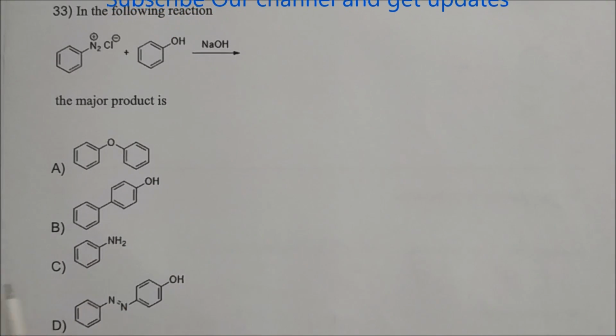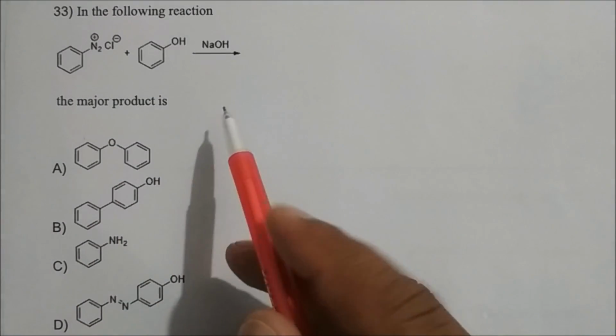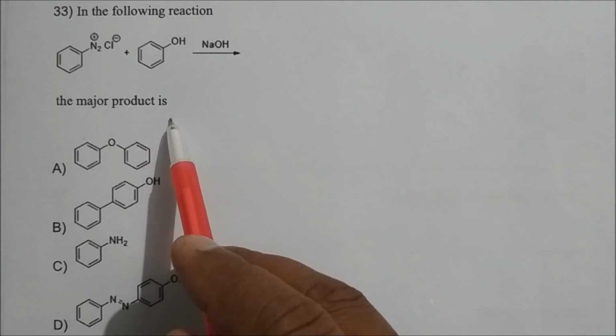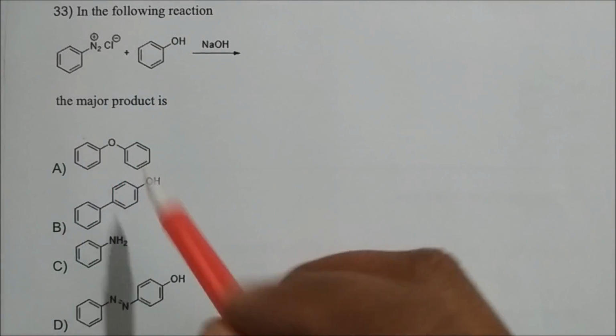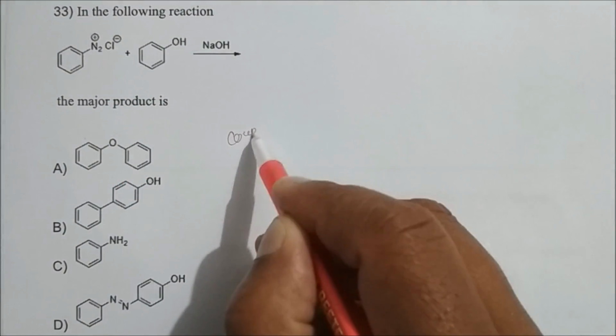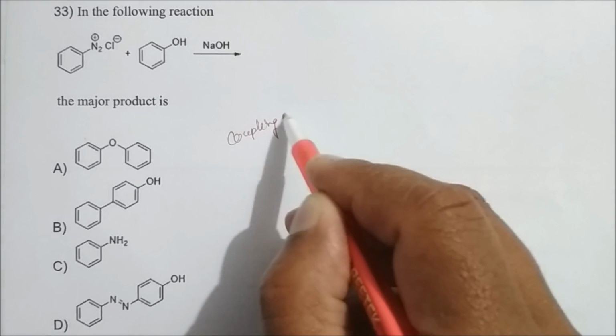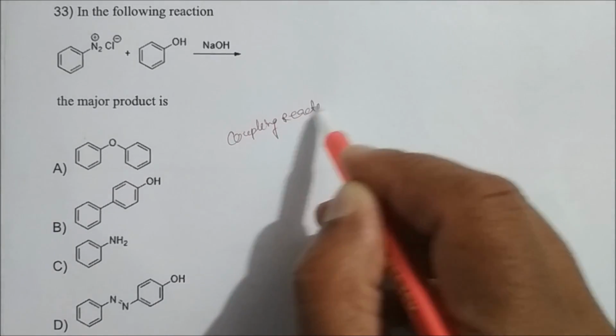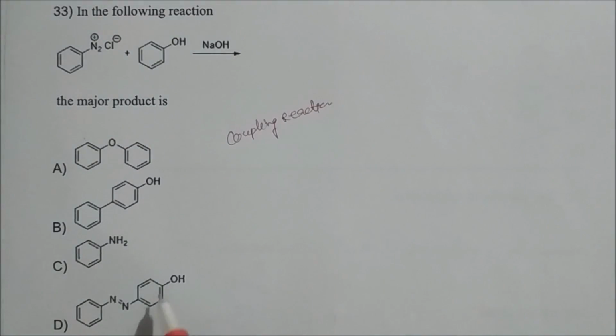In the following reaction, diazonium chloride is reacting with phenol in the presence of alkali. What is the major product? If you see carefully, this is an example of a coupling reaction of the diazo salt with phenol. When this reacts, we will get this product. This is D, and this is the only correct answer for this question.